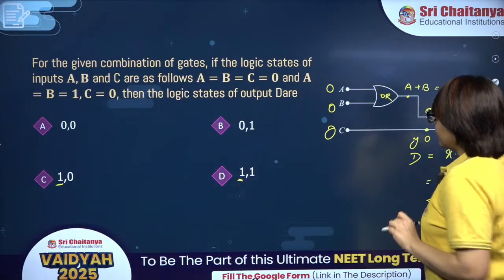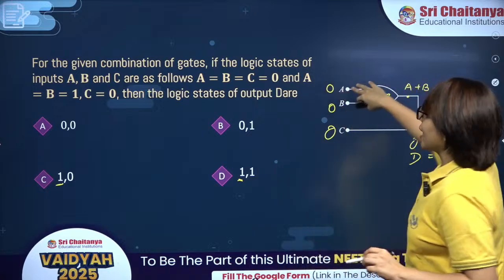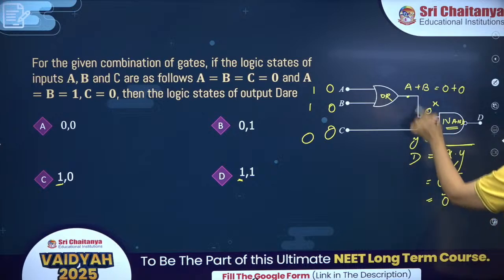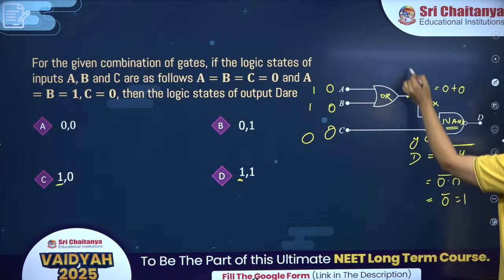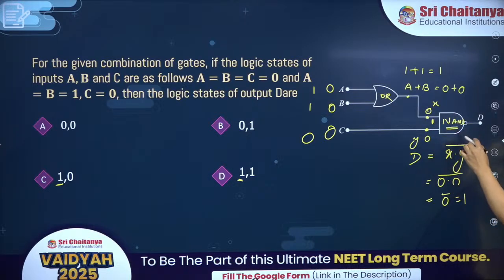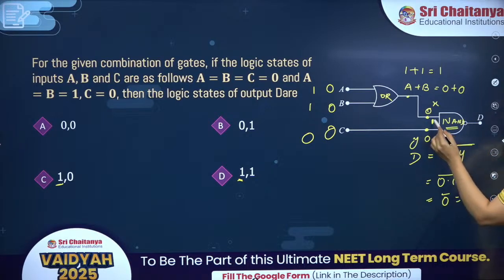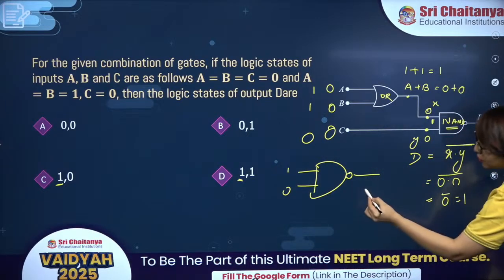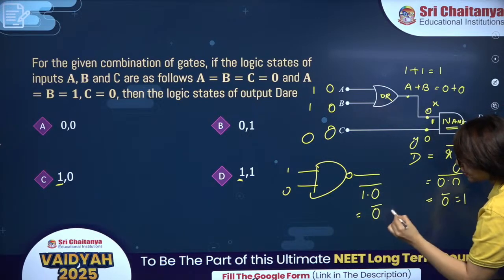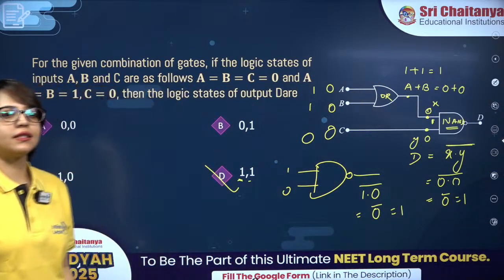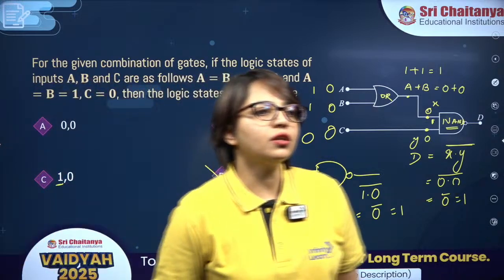Alright. Now in the second case, we are keeping A and B as 1 and C as 0. When A and B both are 1, the output of this OR gate will be 1 plus 1, which is 1. This output goes as input for this NAND gate, and C is another input, which is equal to 0. So for this NAND gate, inputs are 1 and 0. The output will be 1 into 0 bar, which is 1. So for the second case as well, the output is 1. So the correct answer is option D. Fine?